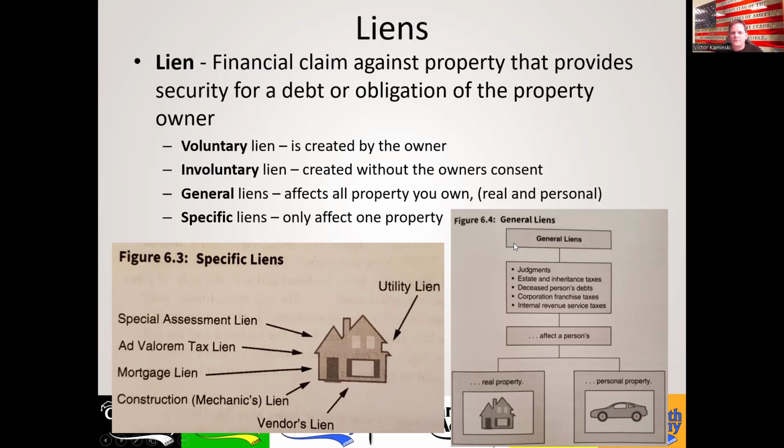Now, types of liens are a different matter. You have the general liens and specific liens. That's a little bit different. In a general lien, you could have judgments, estate and inheritance tax, deceased person's debts, corporate franchise tax, IRS, if you didn't pay your federal income tax, child support. These could become general liens against all the property you own, not just real estate.